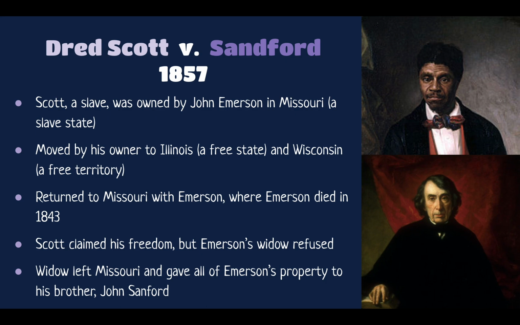Then all of John Emerson's possessions were given to his widow, so his wife, and Dred Scott claimed that he should be free, but Emerson's widow refused to allow him to go free. She then gave all of Emerson's property to Emerson's brother, a guy named John Sanford, and Dred Scott believed that he should be free because he had lived in free territory.